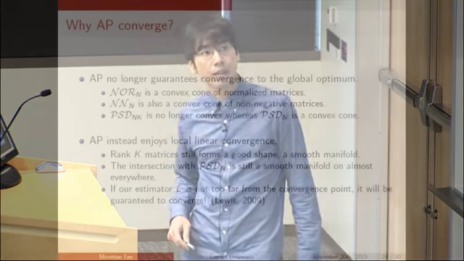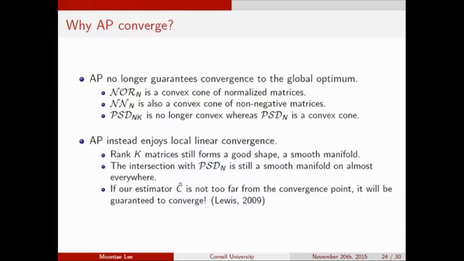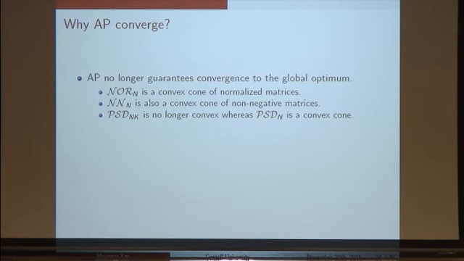So the algorithm alternates these three projections until convergence. However, this alternating projection algorithm no longer guarantees convergence to the global optimum. It's because the first two cones, normalized matrices and non-negative matrices, are convex cones, but the positive semi-definite cone with low rank is no longer convex, whereas simple positive semi-definite is a convex cone. However, AP instead enjoys local linear convergence.